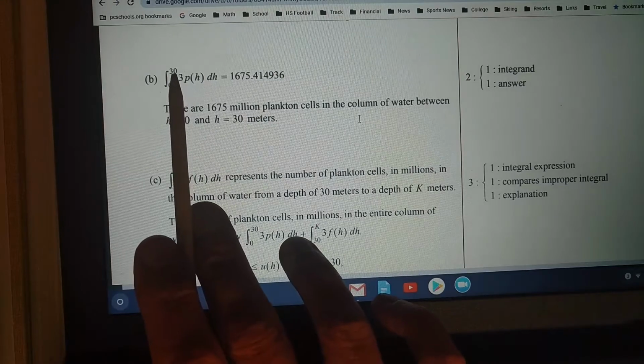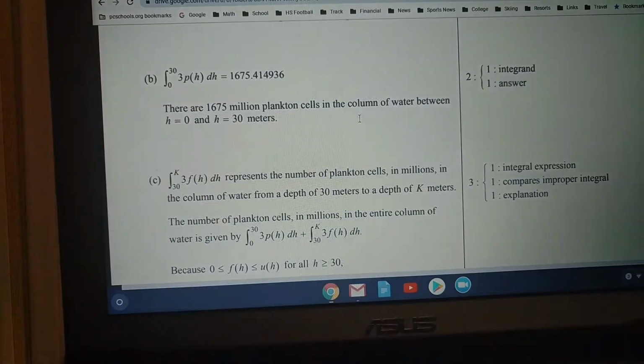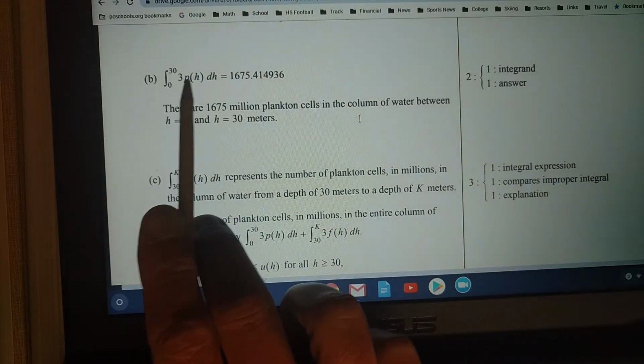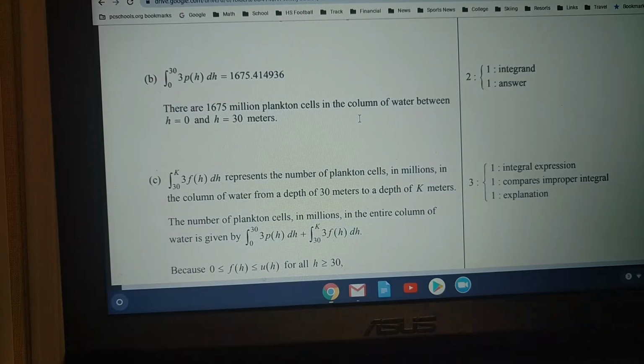That means you integrate 3 times your P of H function. If you do that, you get 1 point, and then you get another point if you integrate correctly, knowing the correct limits, and you get to that value there, you get your second point.